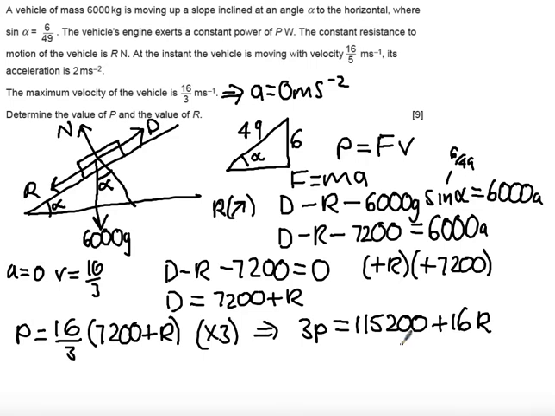Okay, now I can take exactly the same approach with the other information I'm given. I can't solve this, I can't find my power, I can't find my resistance because I need more information in this situation. As I've got two variables here, you'd suspect that I'm going to have to set up simultaneous equations to solve this. So I'm now going to use the other information, which is the velocity of 16/5 and acceleration of 2, in order to set up another simultaneous equation.